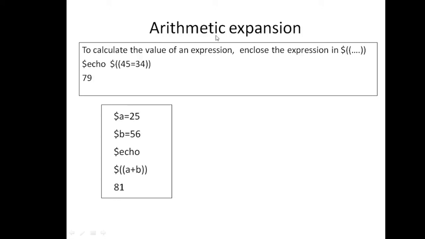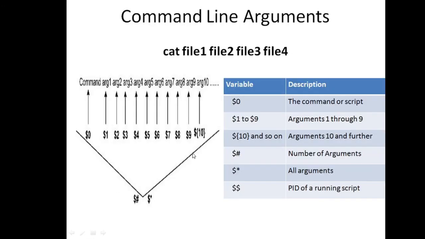You have arithmetical expansion. So to calculate the value of an expression, you can enclose it with the double parenthesis prefixed with the dollar symbol. Here you can see dollar double parenthesis 45 plus 34. So you get a 79. A is equal to 25, B is equal to 56. Echo, I am trying to add these two numbers, I get a value 81.